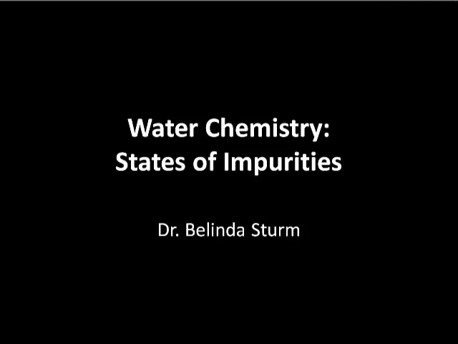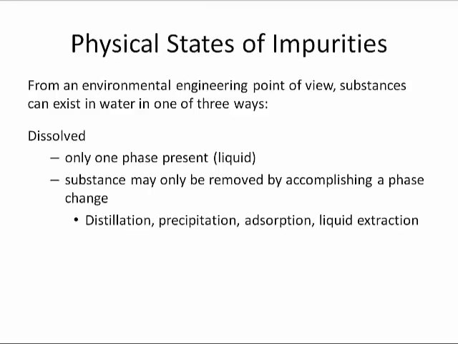In this tutorial, we will cover the different physical states that impurities can be present in water. Substances can exist in water in one of three ways. When a substance is dissolved, there is only one physical phase present, the liquid phase. The substance can only be removed by accomplishing a phase change. This can be done through distillation, precipitation, adsorption, or liquid extraction.